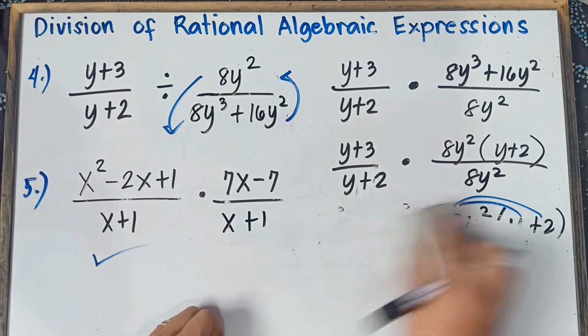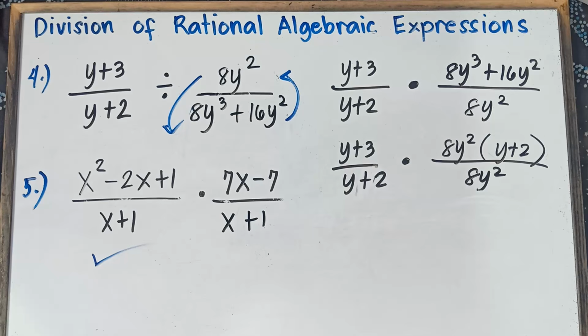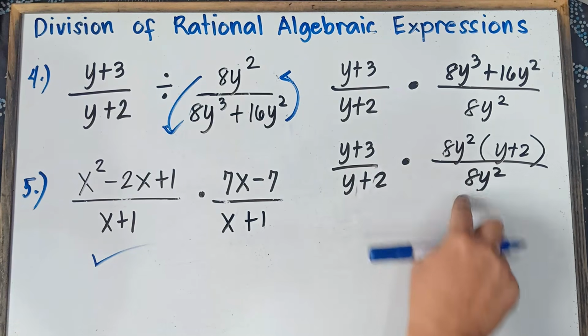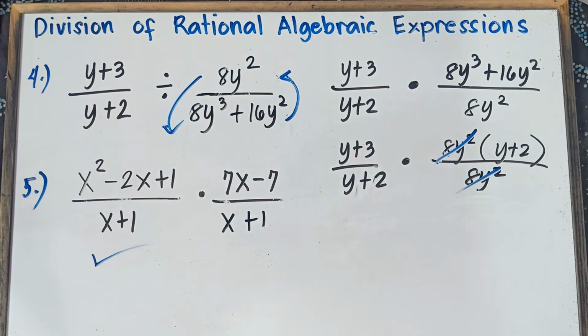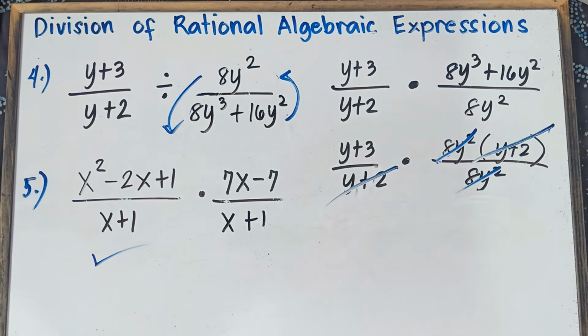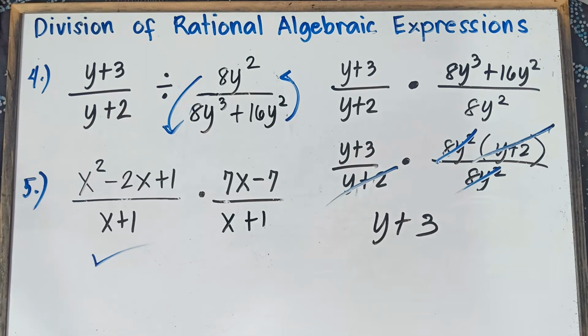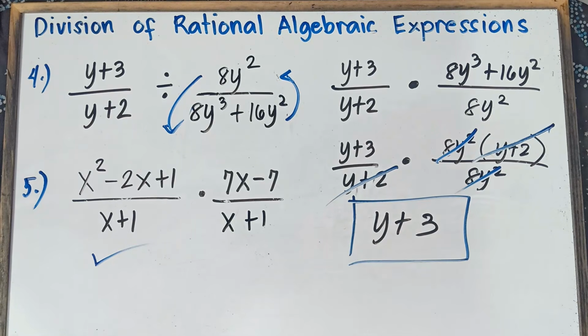Almost done, class. So do we have the same numerator and then denominator? Yup. We have the same numerator and then denominator. Cancel this out. Same numerator and then denominator. Cancel this out. And the remaining, that would be y plus 3. That's it, class. All set. That's the answer, class, with regards to example number 4. So once again, class, do not forget to answer number 5.